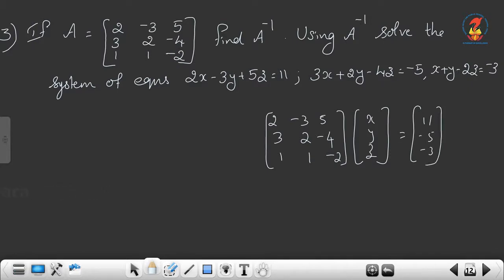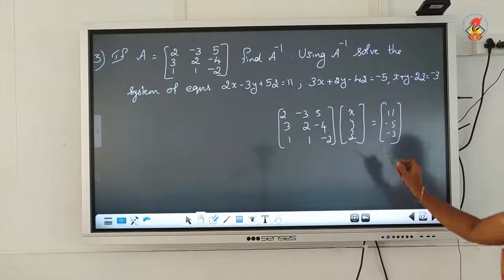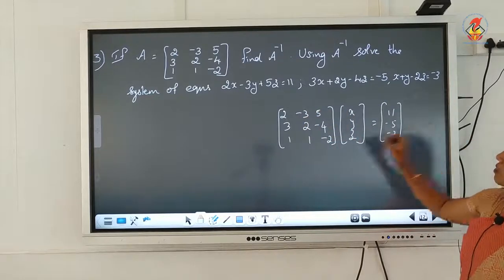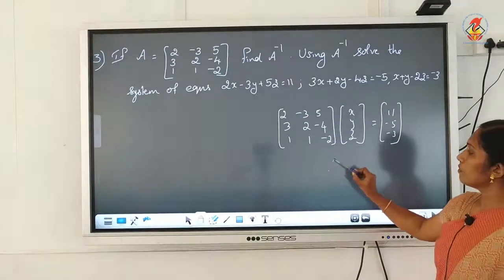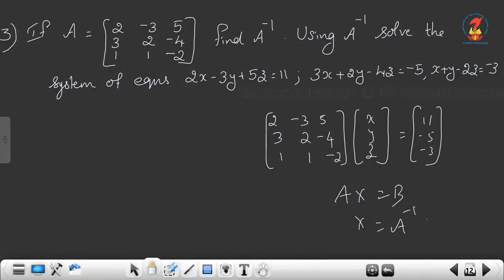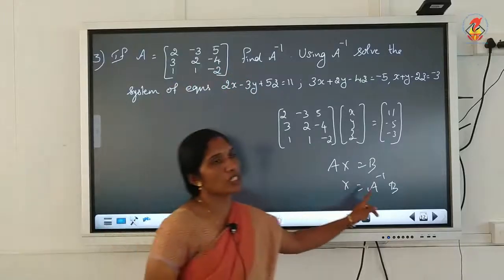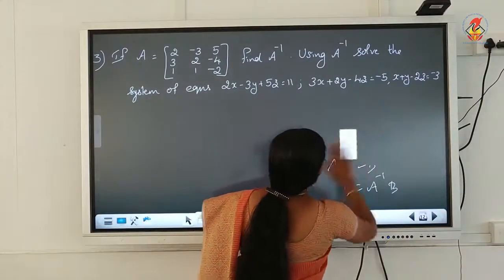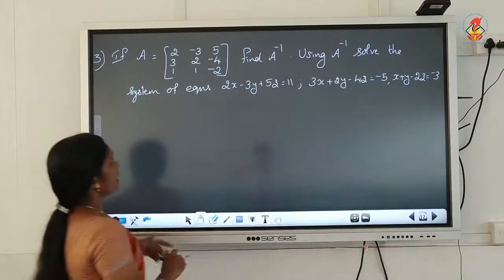So look, compare these two matrices. Both are same. So usually to solve the system of equations, we write like this. Then after that we write AX is equal to B, then X is equal to A inverse into B. So here the first step is we find A inverse. That inverse you have to substitute here and multiply. So first we can find A inverse.